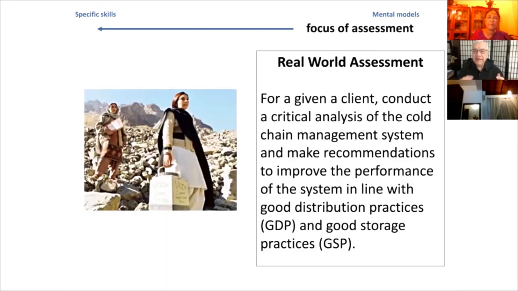And again, the assessment was focused on this overall desire to have a strong mental model and be able to apply the understanding of cold chain management. And so the last 5 weeks was focused on, for a given client, conduct a critical analysis of the cold chain management system and make recommendations to improve the performance of the system in line with good distribution practices and good storage practices. So that was the real world assessment.